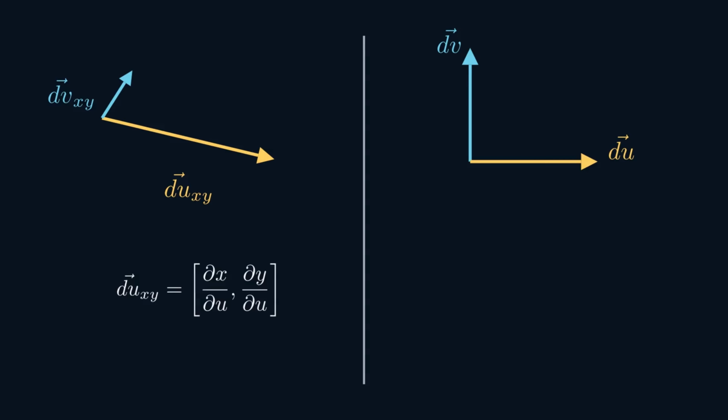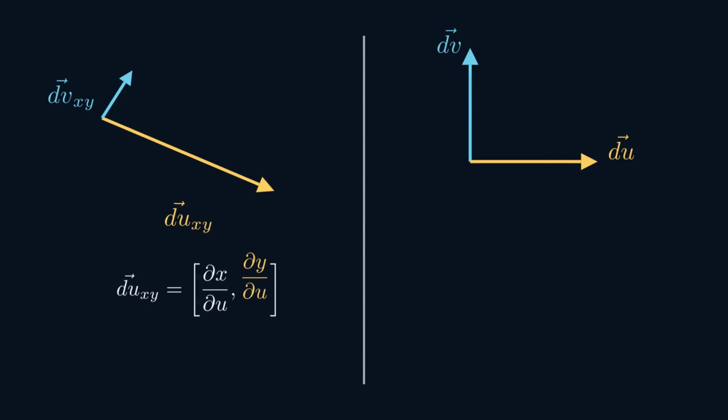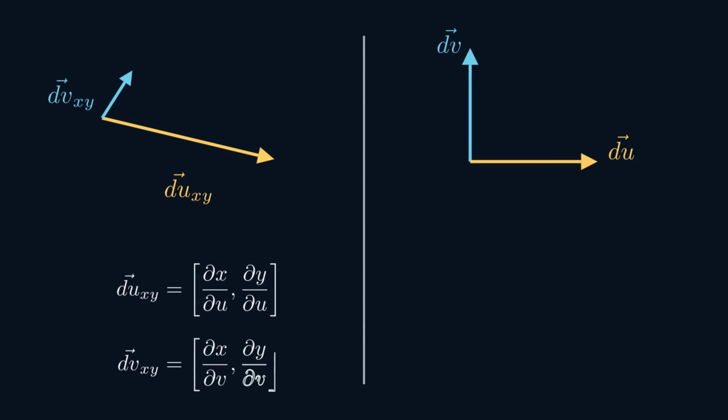Some intuition for this is that if x changes a lot with a little change in u, this change will be reflected in the partial derivative. The exact same can be said for the y-coordinate as well. Similarly, the transformation of the little step in the v direction can be written as the partial derivative of x with respect to v as the first component, and the partial derivative of y with respect to v as the second.